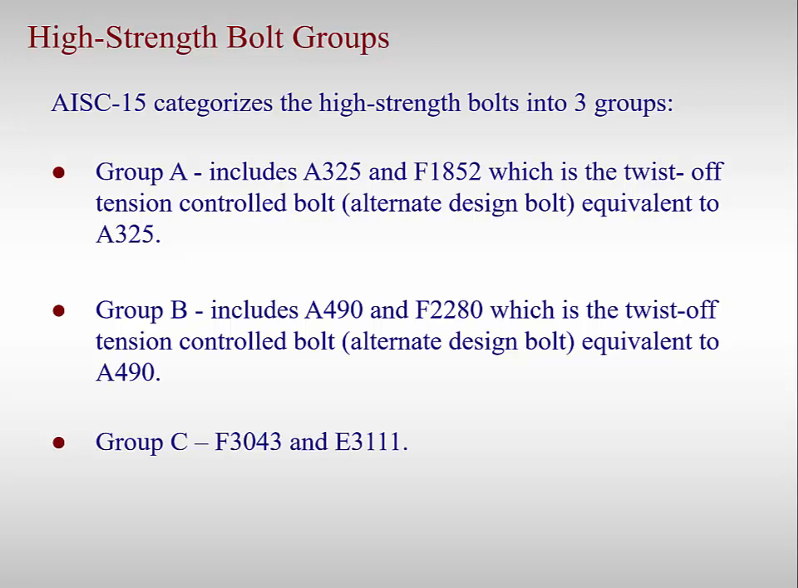AISC then puts the bolts in groups. Group A has A325 and F1852 bolts, and Group B has A490 and F2280 bolts. Group B bolts have higher strengths than Group A bolts.